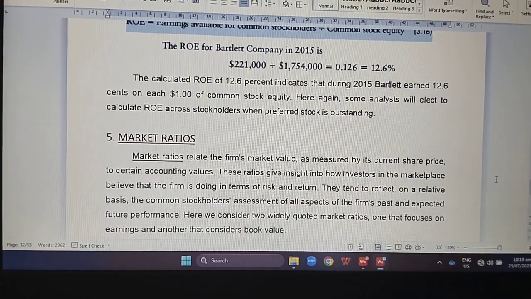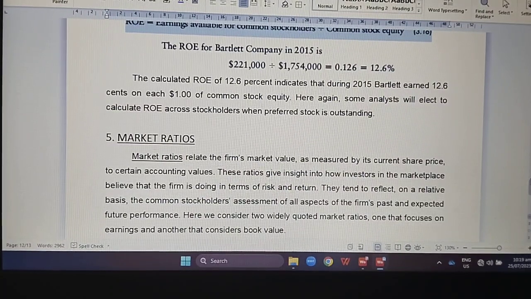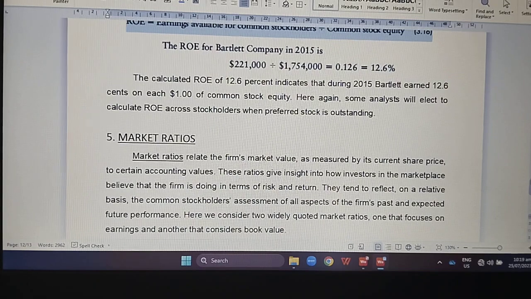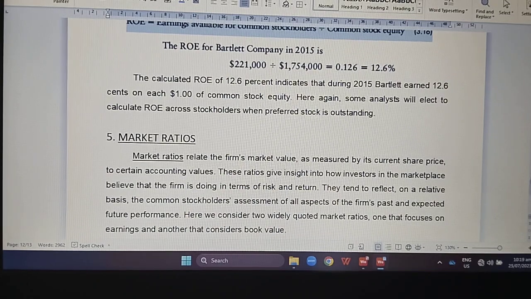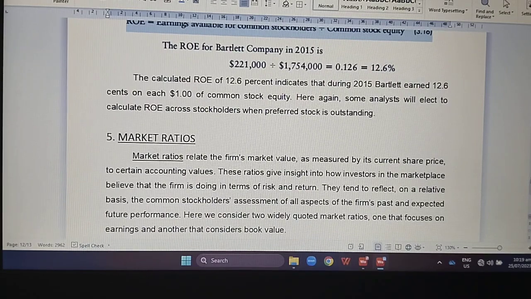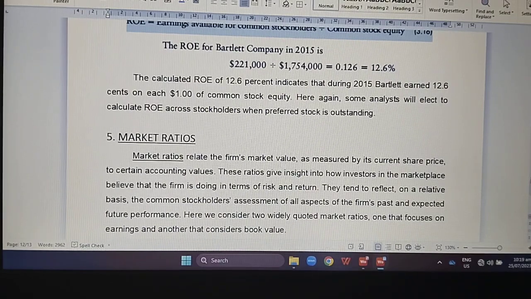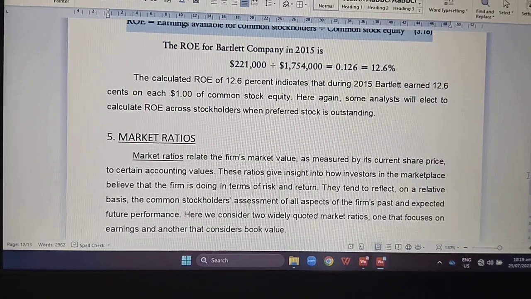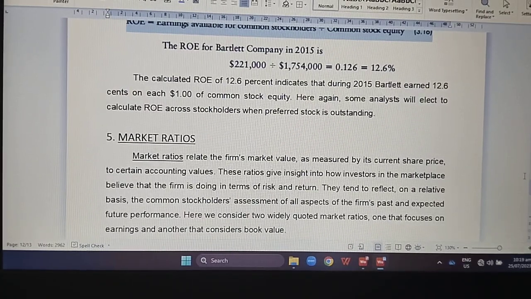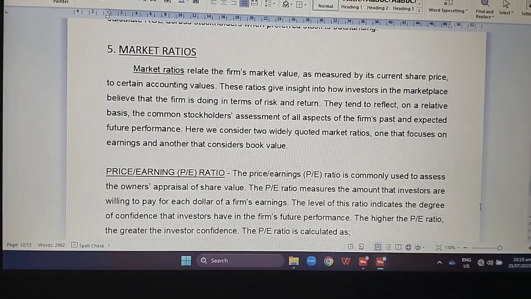The last in the ratios is the market ratio, which relates the firm's market value, as measured by its current share price, to certain accounting values. These ratios give insights into how investors in the marketplace believe the firm is doing in terms of risk and return. They tend to reflect, on a relative basis, the common stockholders' assessments of all aspects of the firm's past and expected future performance.